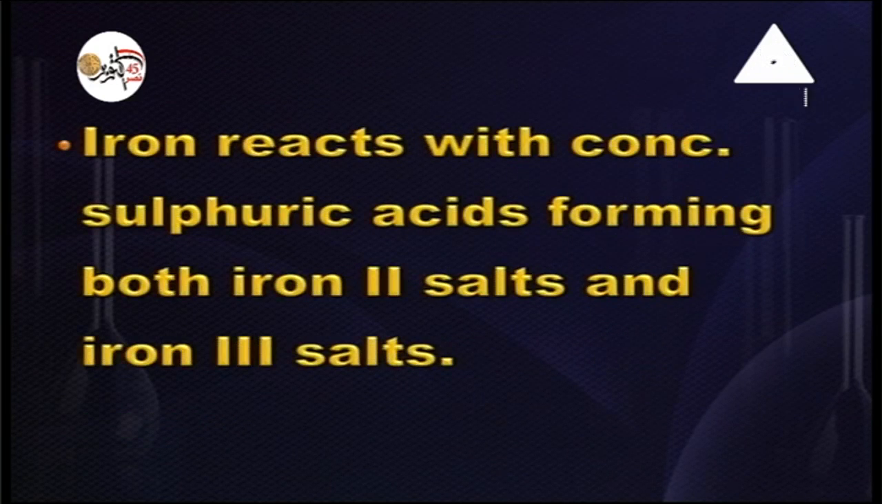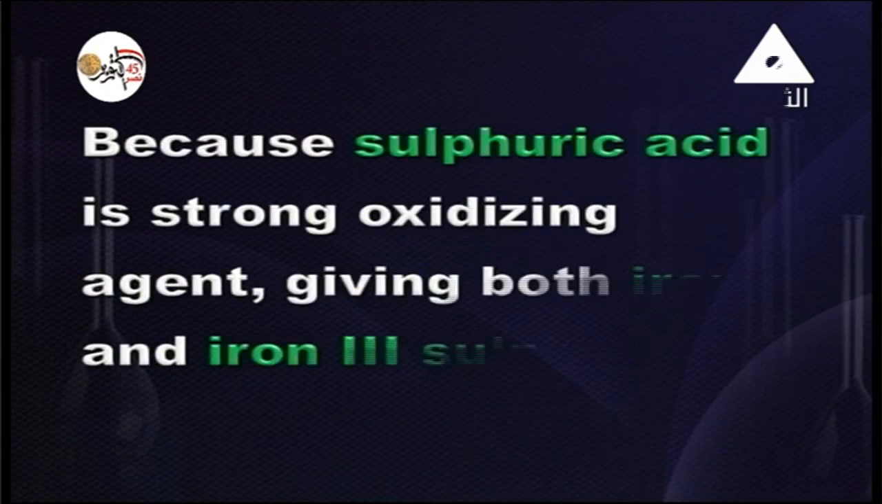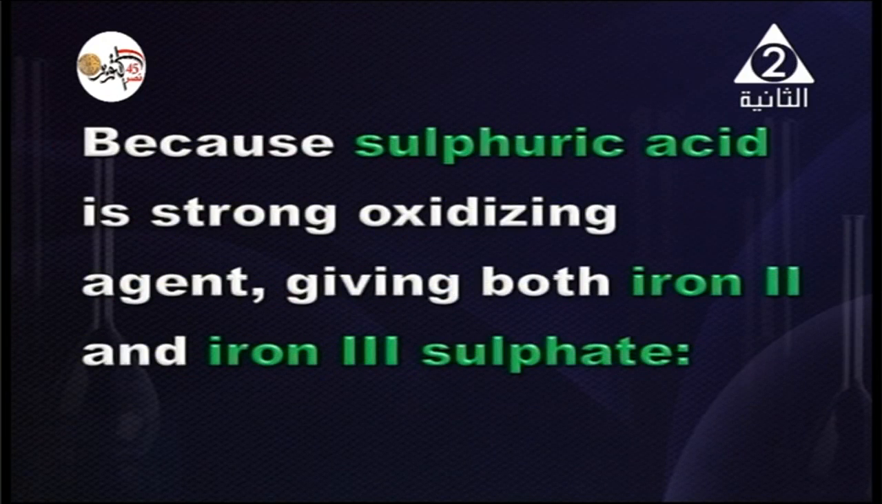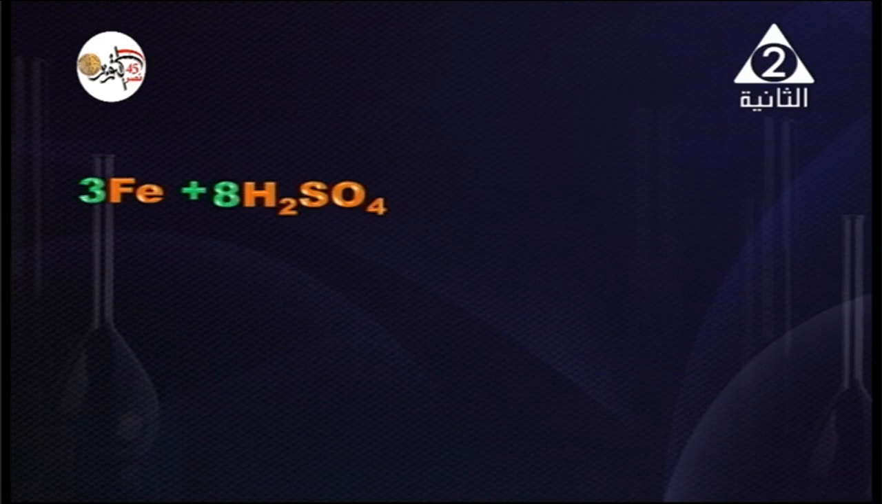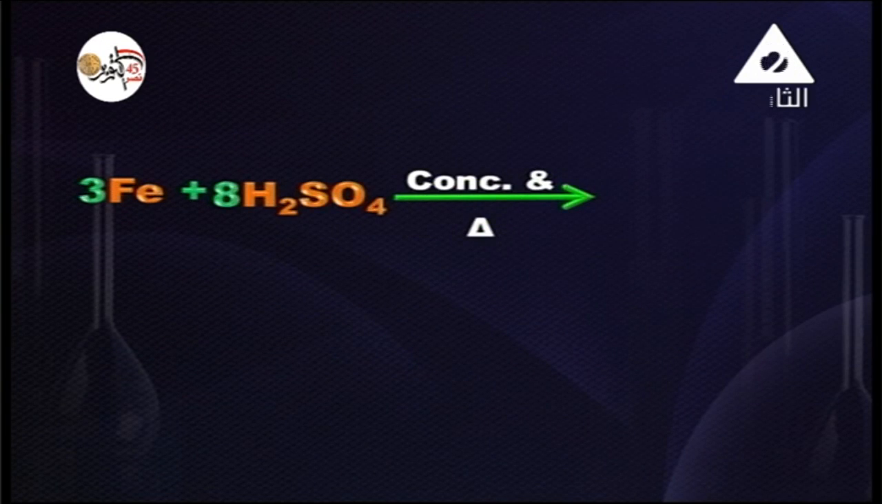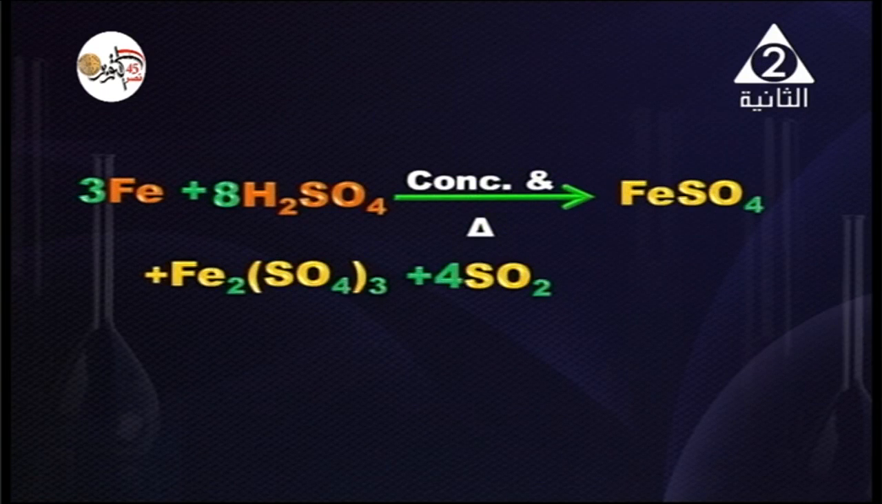Next point, iron reacts with concentrated sulfuric acid forming both iron(II) salts and iron(III) salts, because sulfuric acid is a strong oxidizing agent giving both iron(II) and iron(III) sulfate. As the equation proceeds on the screen, iron plus concentrated and heated sulfuric acid gives iron(II) sulfate and iron(III) sulfate, and sulfur dioxide and water are produced.